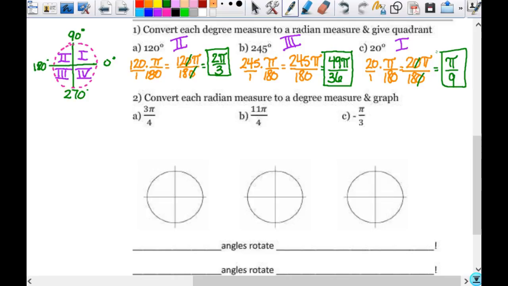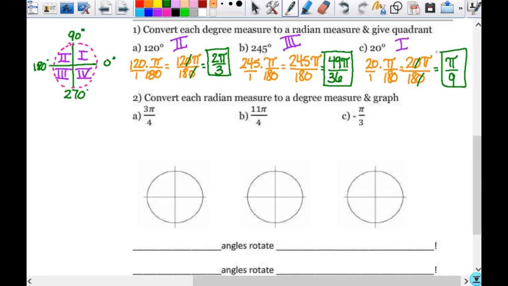Okay. Everybody good so far? Okay, so that's converting degrees to radians. Now we're going to convert, it says convert each radian measure to a degree measure and graph. Now we're not going to graph today. We're going to talk about the graph, the graphing and some other things tomorrow, but we are going to go ahead and convert these.